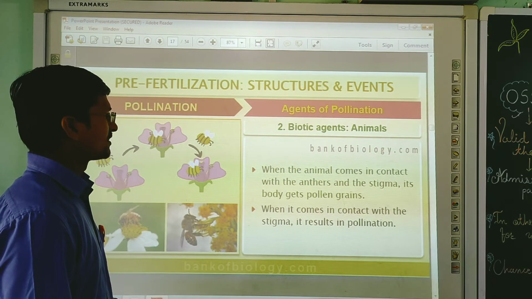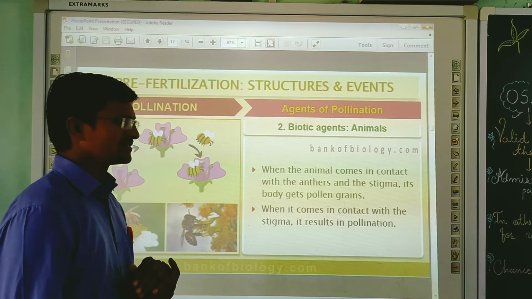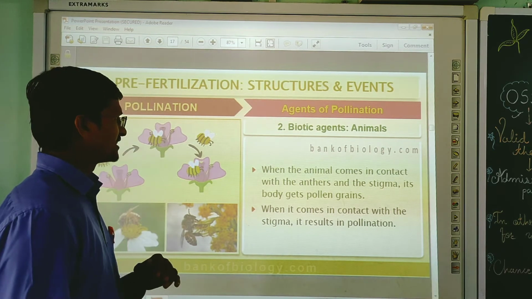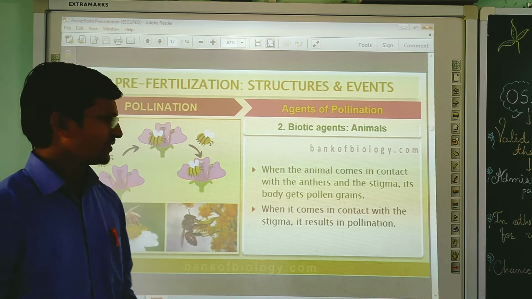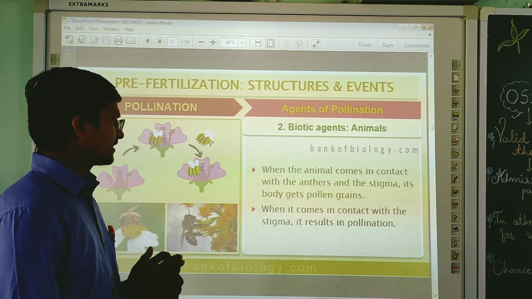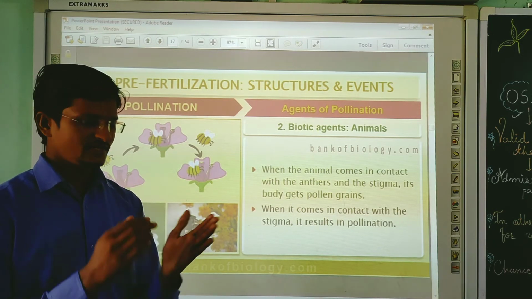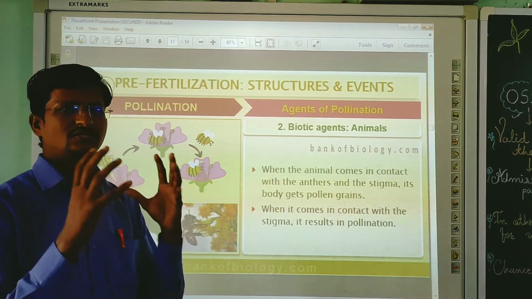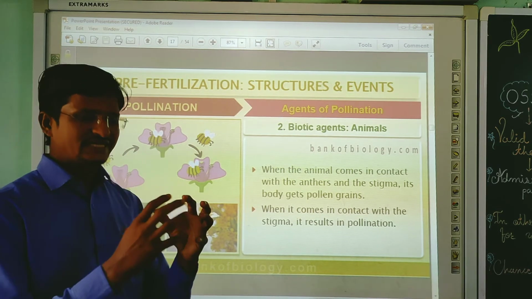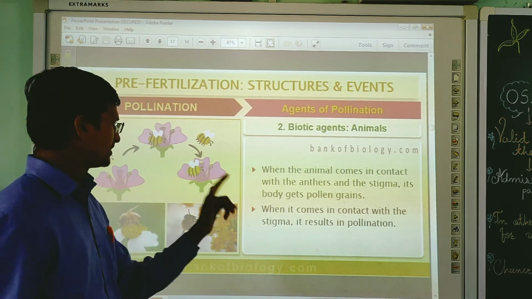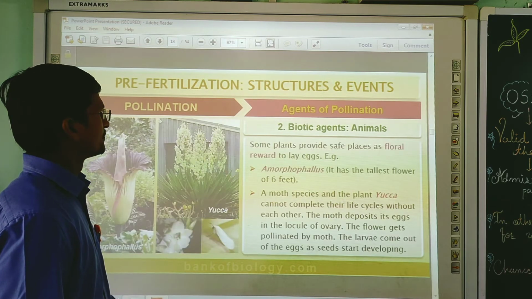So when the animal comes in contact with the anthers and the stigma, its body gets pollen grains. And when it comes in contact with the stigma, it results in the pollen must attract, must stick with each other, and then only the pollination process will carry out. Okay.